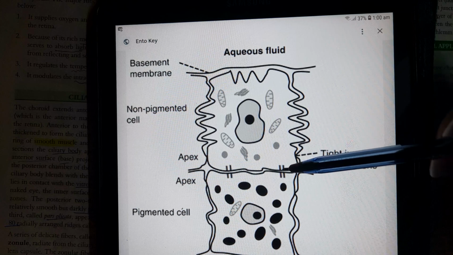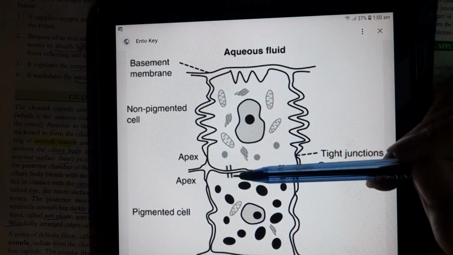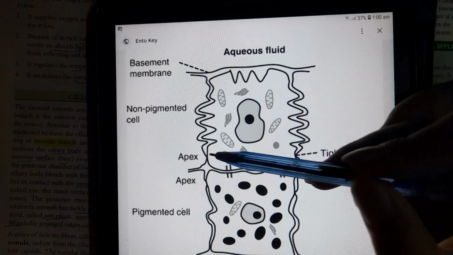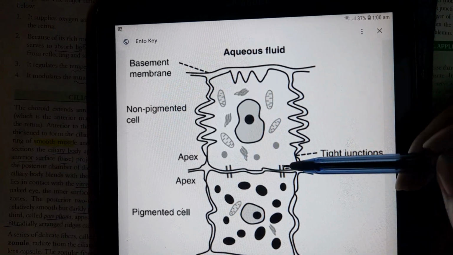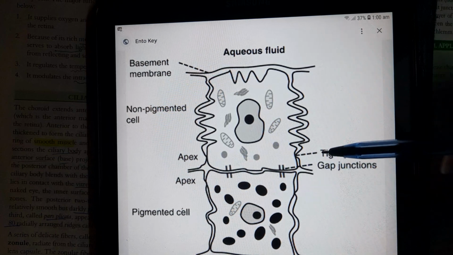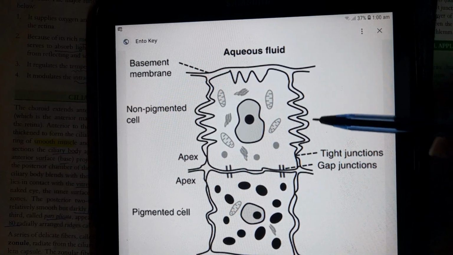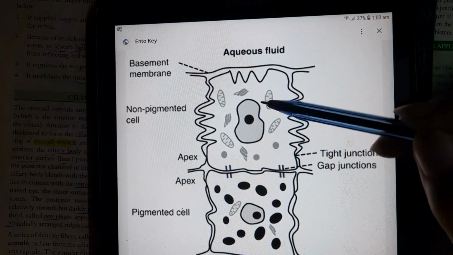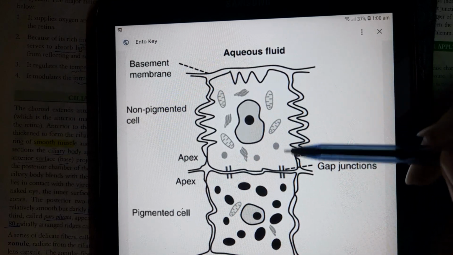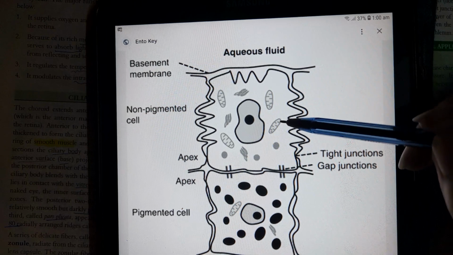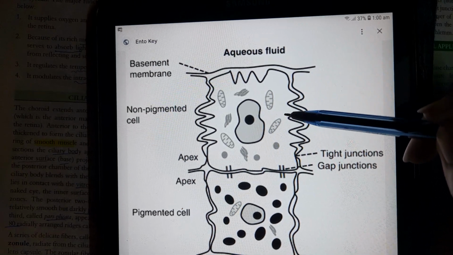Then on the apex side, we have a large number of tight junctions as well as gap junctions. The gap junctions allow communication with the pigmented cells, and the tight junctions hold the side-by-side cells to each other. Another thing about these inner non-pigmented cells is that they secrete the aqueous humor, or the aqueous fluid of the eye.